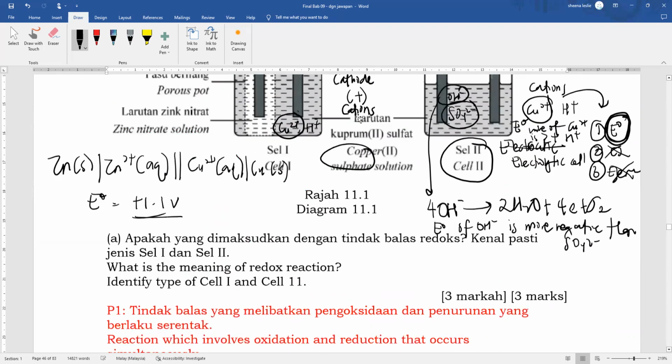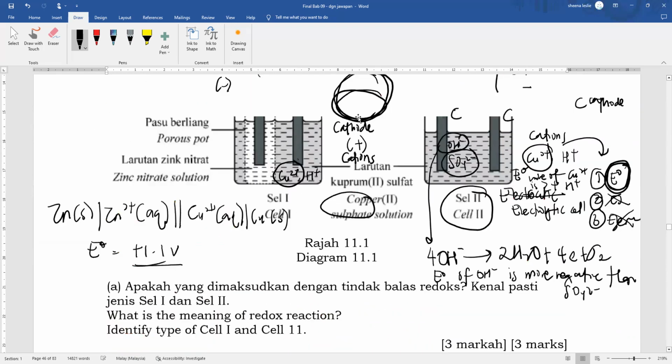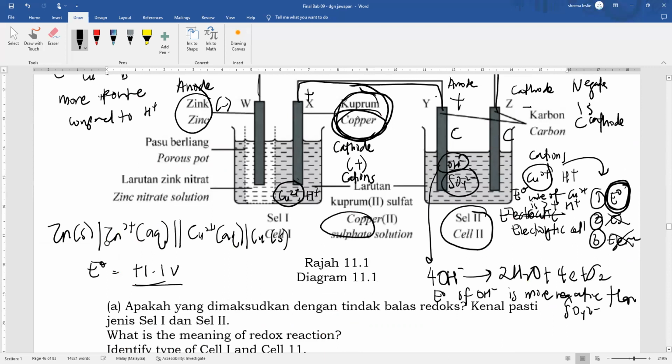Now they're asking you what the observation is here, so you have to write the equation. You know you're going to selectively discharge Cu2+. What's my equation? Cu2+ plus 2 electrons equals Cu. Very good. So the question is asking, what is my observation in electrode Y? What's my observation in electrode Z?